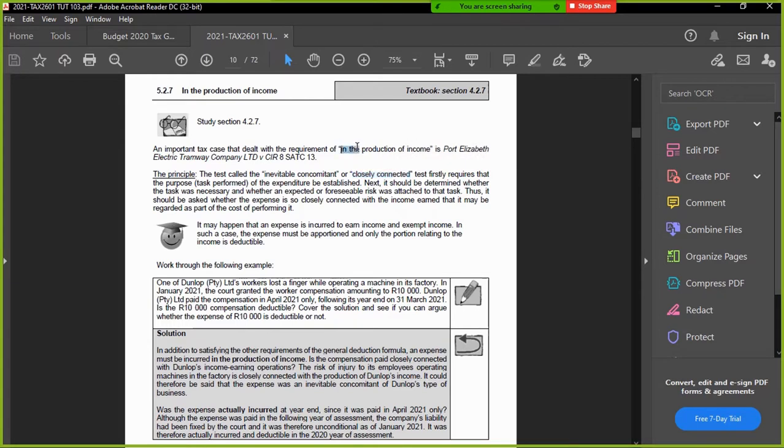Production of income meaning, for example, I have to put fuel in the vehicle. Fuel would definitely be deductible. Does that make sense? Yes. Because it's part of the production of income. How closely connected is it to the carrying on of business, basically?